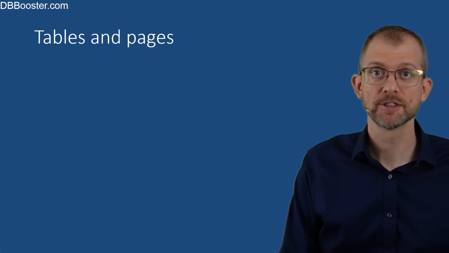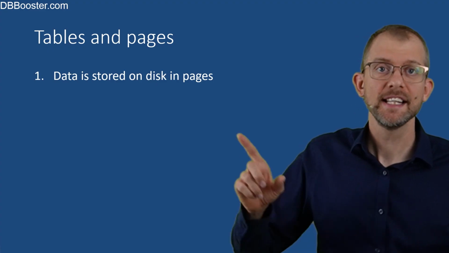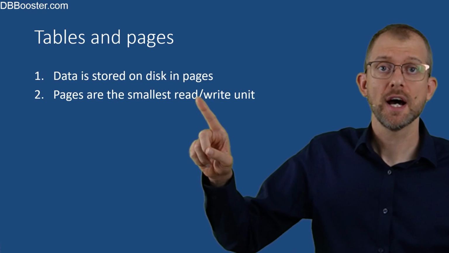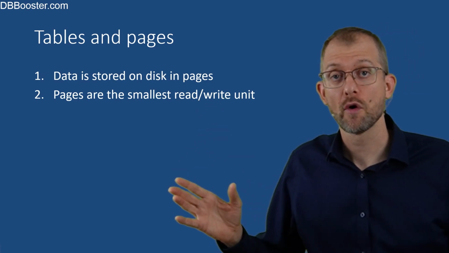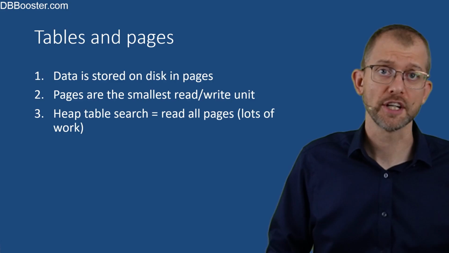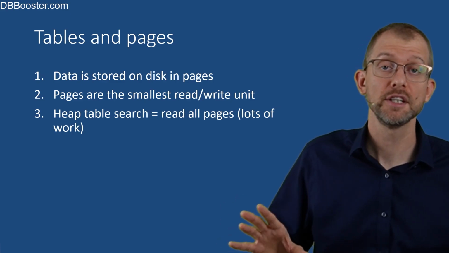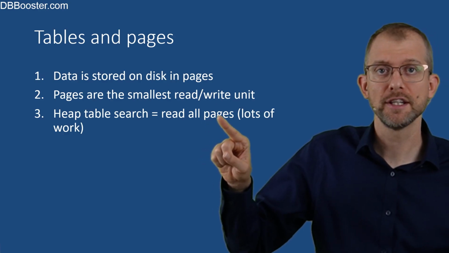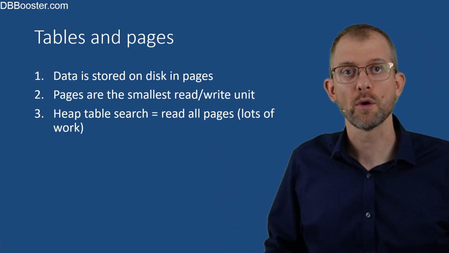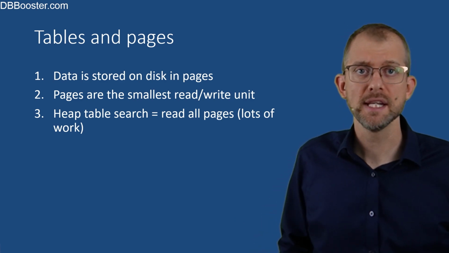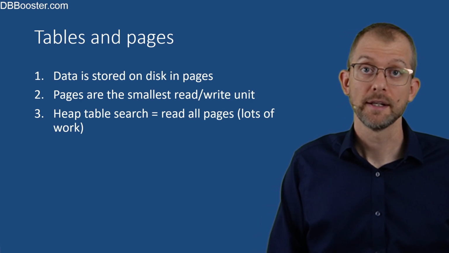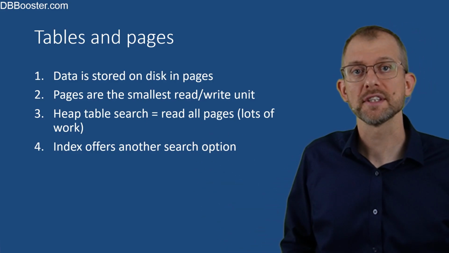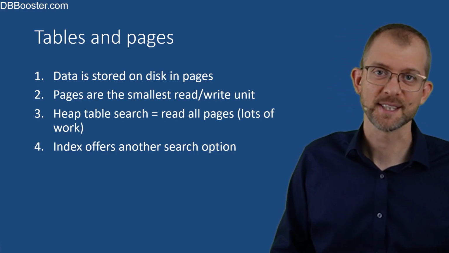Tables and pages. Point 1. Databases store their data in fixed-sized pages. Pages are the smallest thing the database can read or write. There is no such thing as reading just a single row. In a heap organized table, if I need to search for a value, I have to scan all the pages, and that can mean a lot of work. That's why we use indexes, another copy of our data that gives us a faster way to search sometimes.